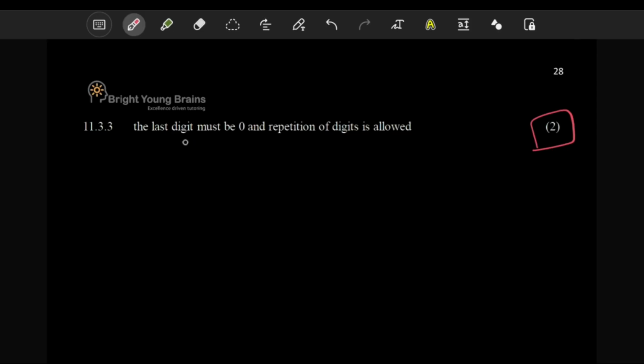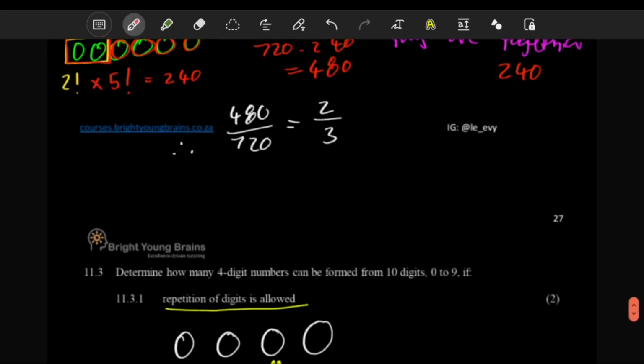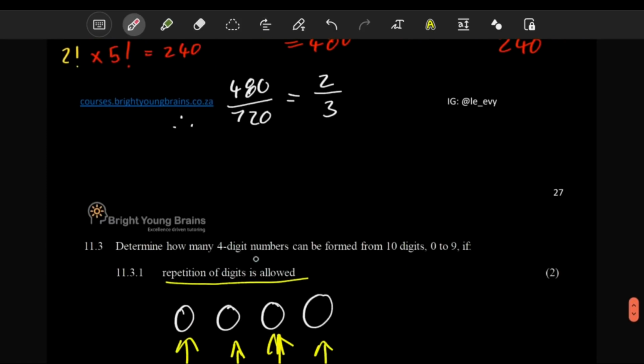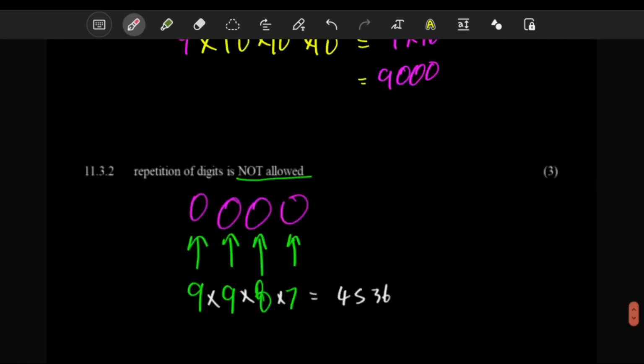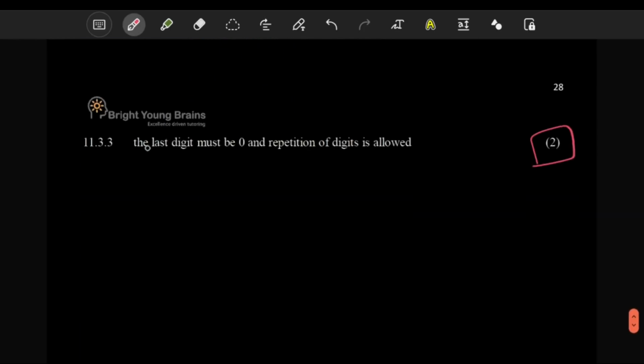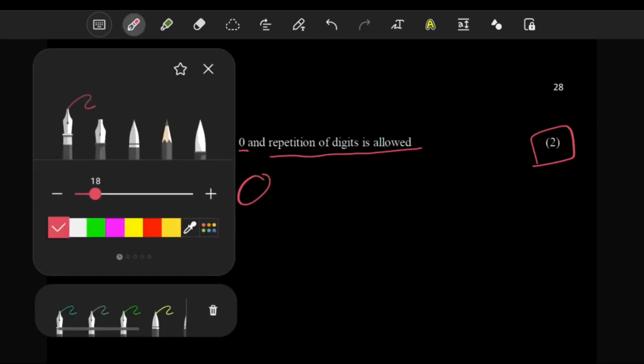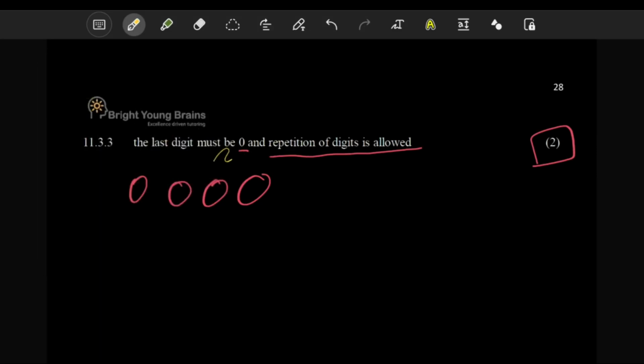It says, let's see here, determine how many 4-digit numbers can be formed from 0 to 9 if the last digit must be a 0 and repetition of digits is allowed. Well, these ones are quite easy actually. So you have 4 positions here. They said the last digit must be a 0, so obviously here you just have one option. They said repetition is allowed, so it means here you can put one of 10 values.